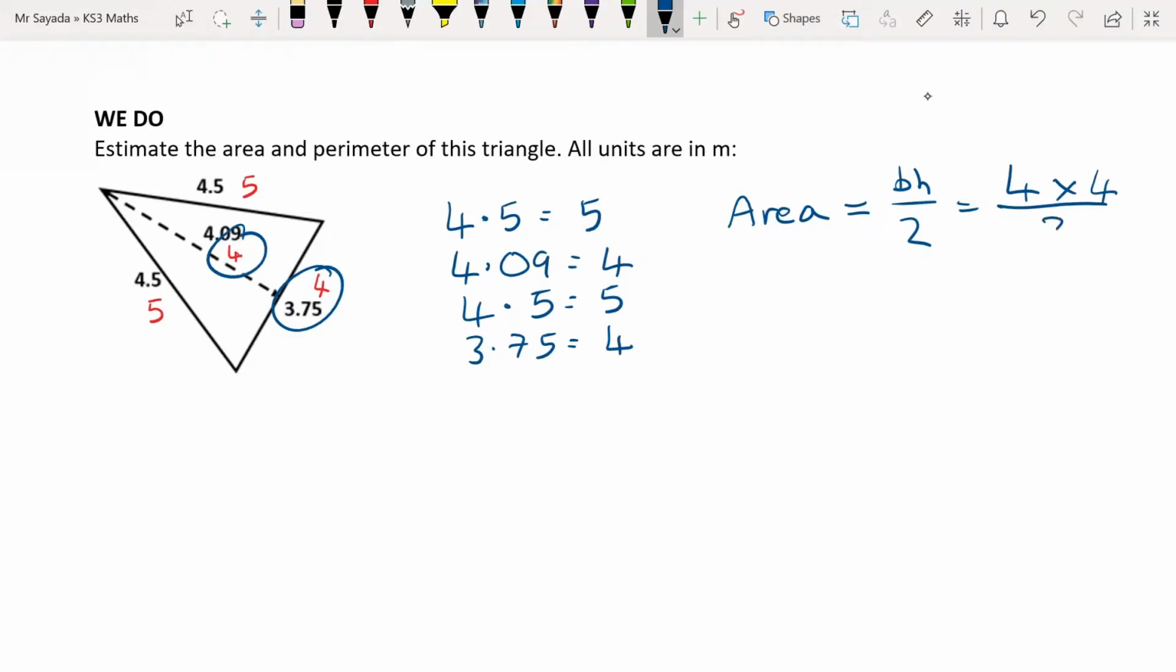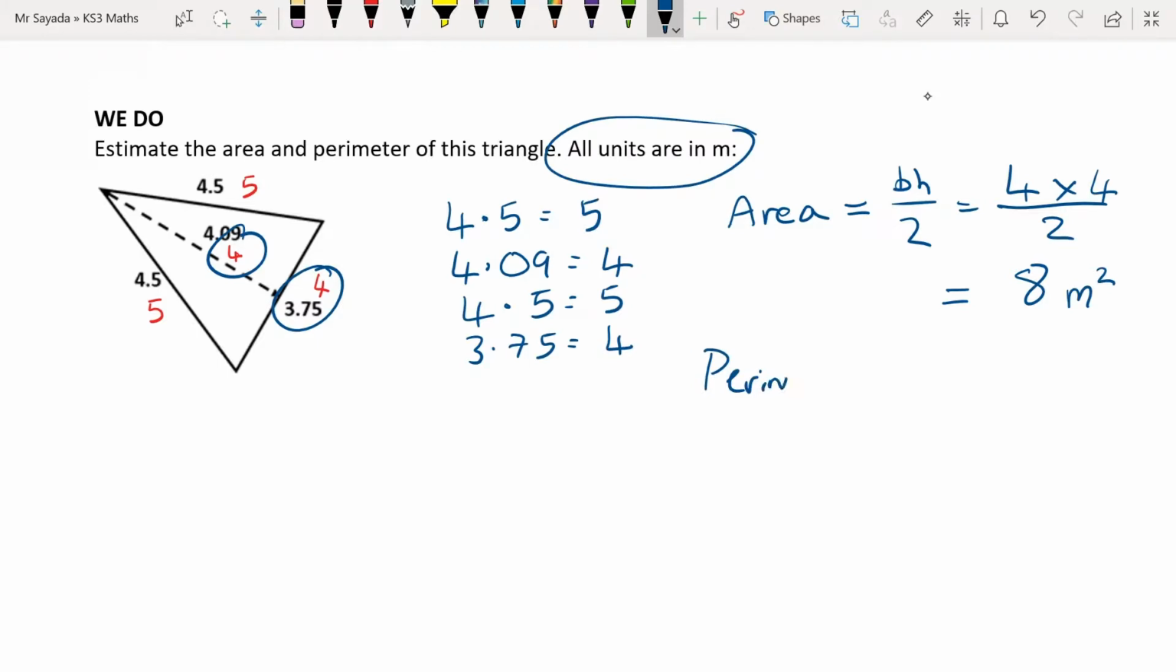So we do 4 times 4 over 2. What is 4 times 4 over 2? Say your answer to the video now. Well, 4 times 4, also known as 4 squared, is 16. 16 over 2 is 8. What will the units be for the area here? Say your answer to the video. Well, the question says that all the lengths are in meters, so area will be in meters squared.